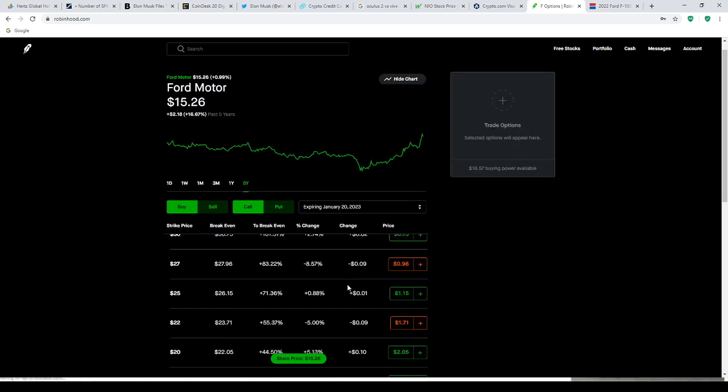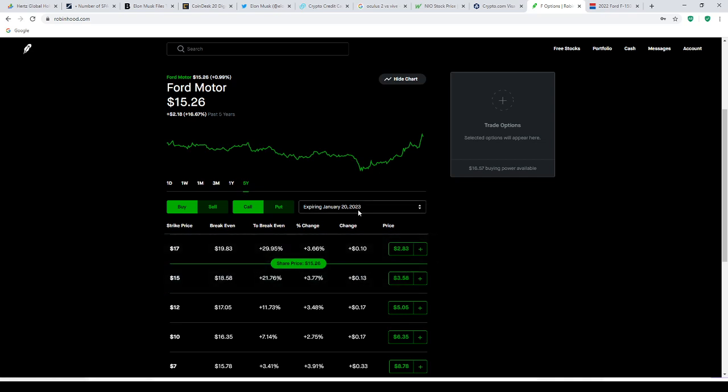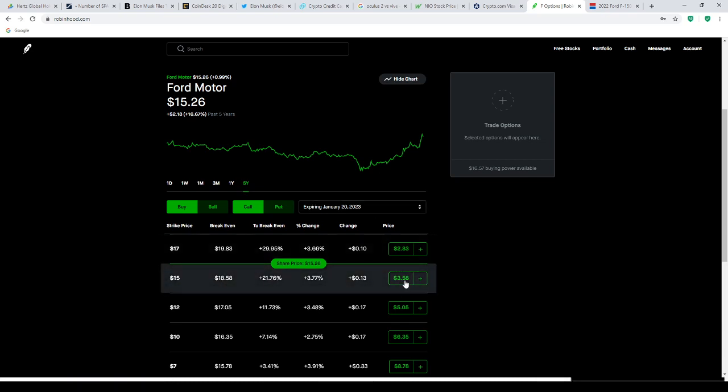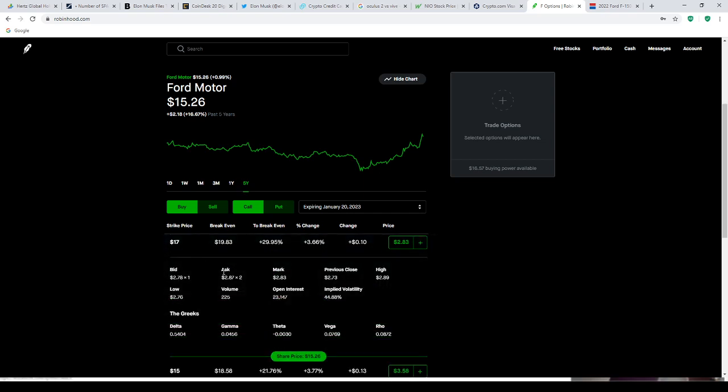I look at what 2023 is going to cost me. But January 2023, am I willing to pay $358 for a $15 stock, or $283 at 17? $287 is what they have here with 2 shares open to purchase.